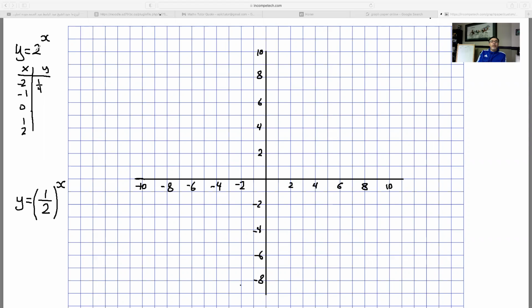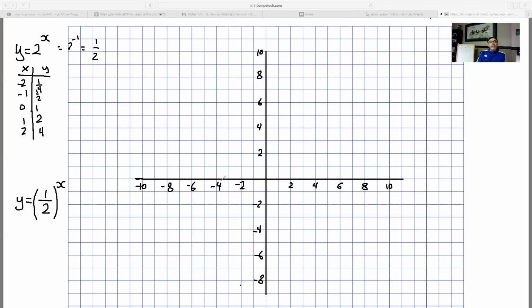If you put in -1, 2 to the power of -1, to make the exponent positive, you just flip it. So it's 1 over 2 to the power of 1, just if you want to see how that happens, and therefore it's 1/2. 2 to the power of 0, anything to the power of 0 is 1. 2 to the power of 1 is 2. 2 to the power of 2 is 4.